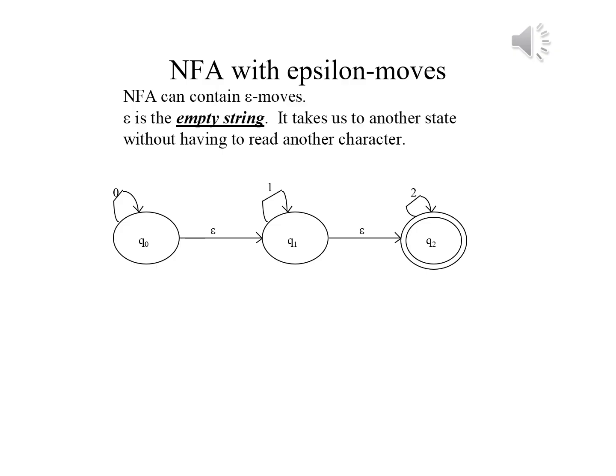In the NFA shown on the slide, we can handle as many zeros as we wish or need, whereupon we will move to the next state, Q1, and then process as many ones as we wish or need, followed by another slide into Q2, the final state, where we will process an indefinite number of twos. All this means is that we can go from state to state without reading anything else.